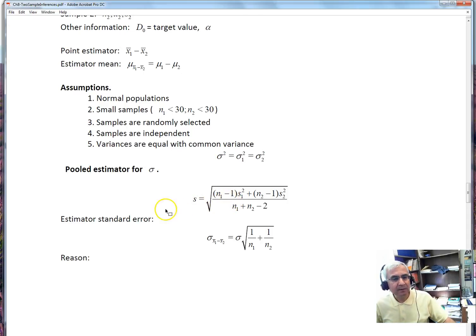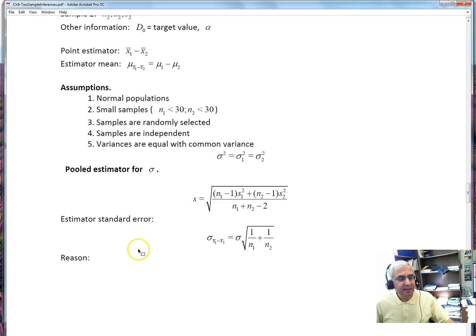The way we obtain that is we take the sample variance S1 squared and the sample variance S2 squared. We multiply the first one by n1 minus 1, the second one by n2 minus 1, add them up, and divide by n1 plus n2 minus 2. This happens to be our degrees of freedom for this case. That gives me the pooled estimate for the sample variance. If I take the square root, I get the one for the standard deviation.